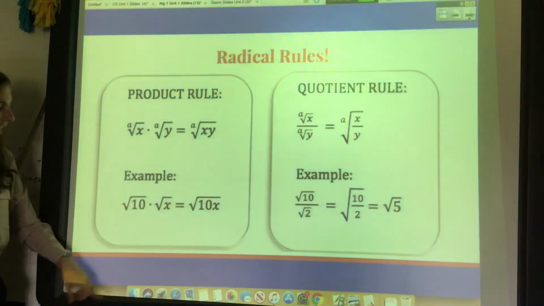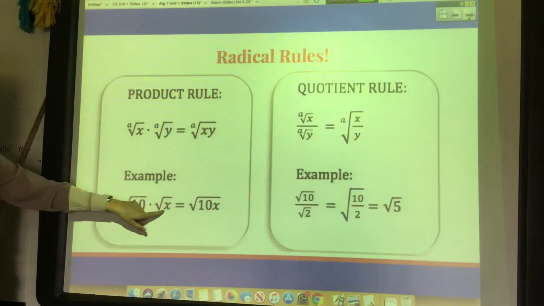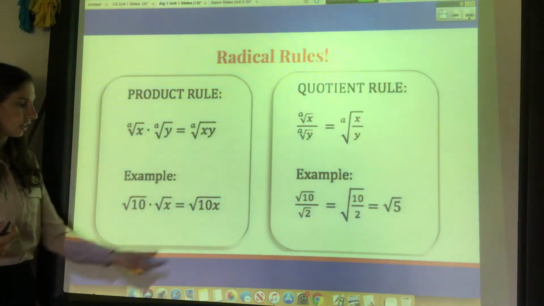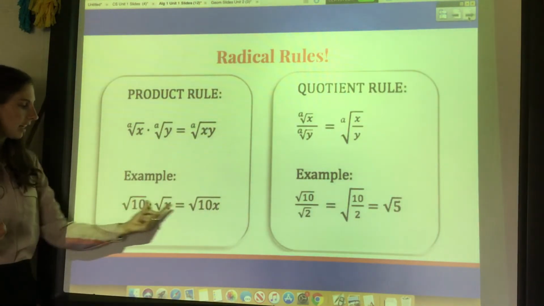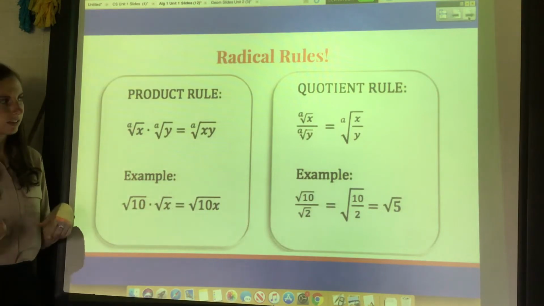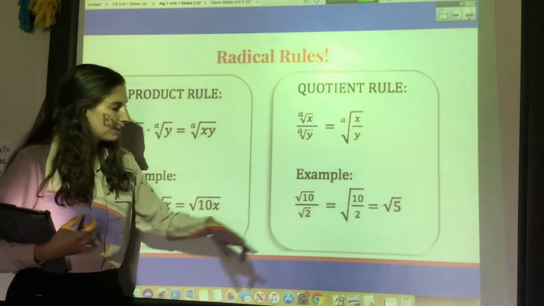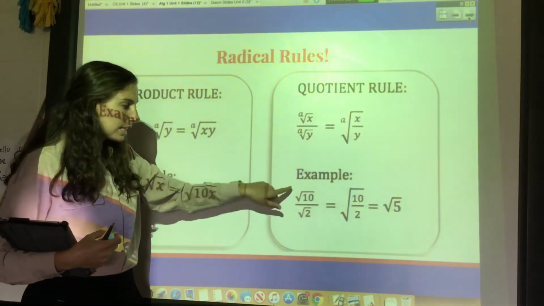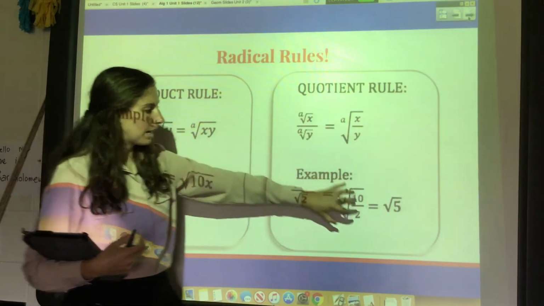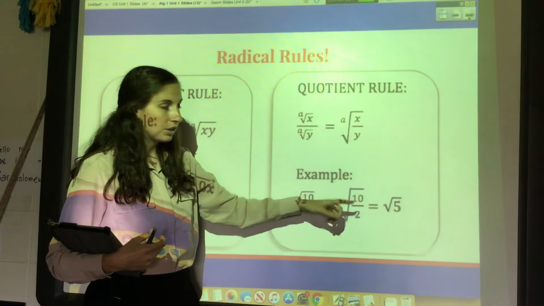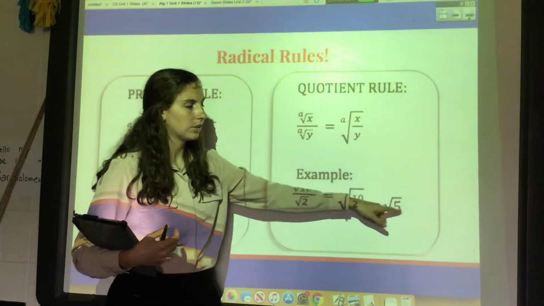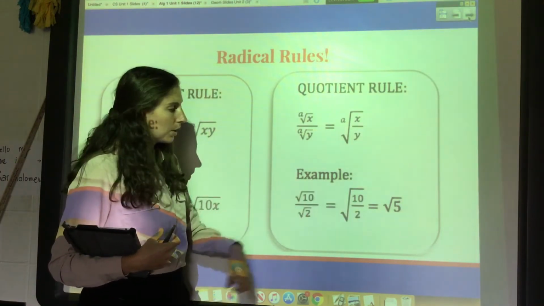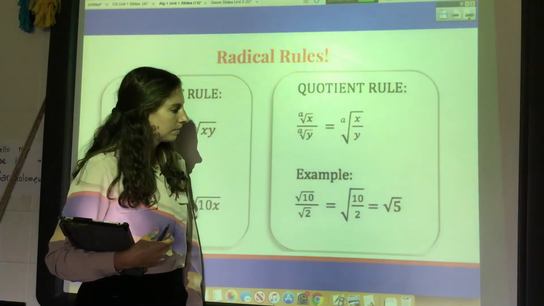So here's an example. If I had the square root of 10 times the square root of x, I could just make that the square root of 10x. Or if I wanted, I could go the other direction. If I had the square root of 10x, I could split it up into the square root of 10 and the square root of x. Same thing with division. If I have the square root of 10 divided by the square root of 2, since they're both just square roots, I can combine them into one division problem. And you could actually simplify this because now 10 over 2 is 5. So sometimes that helps to simplify. Again, you could go backwards as well. You could split it up and get to something like this.